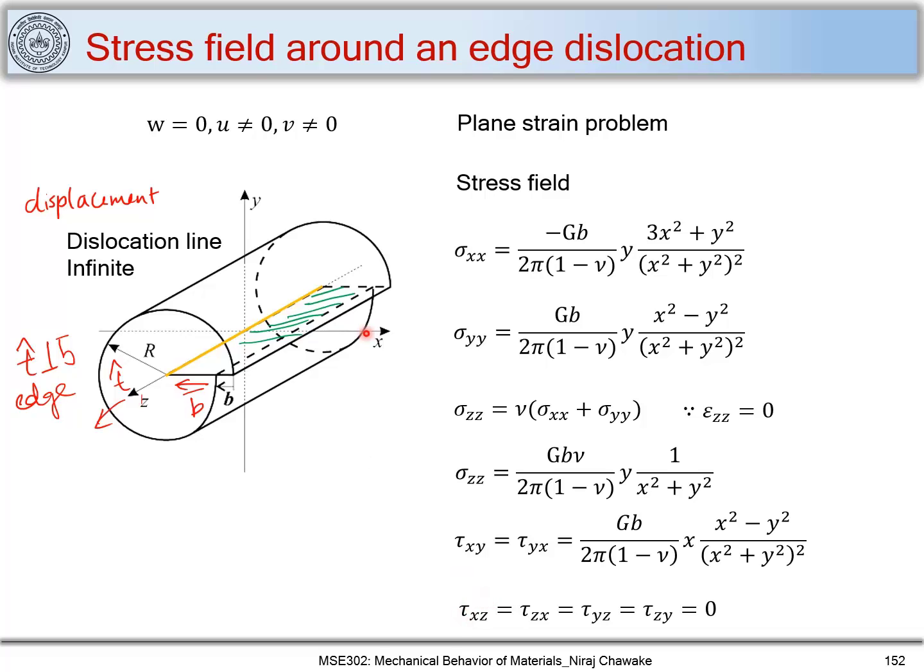Now in this stress field, what you can observe is that you have normal stresses and you also have shear stresses. So in this, we have the stress field around an edge dislocation. We will have both. Let me write it down. We will have both a hydrostatic stress field and a deviatoric one also.